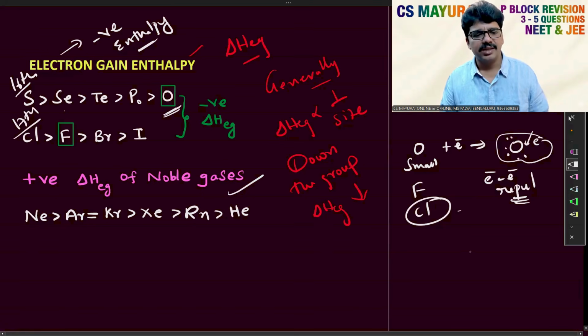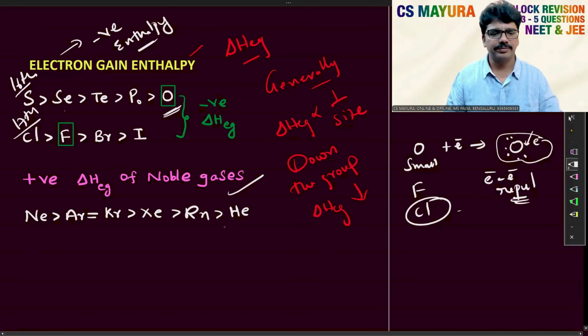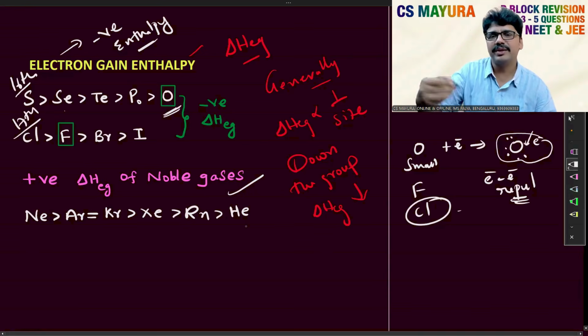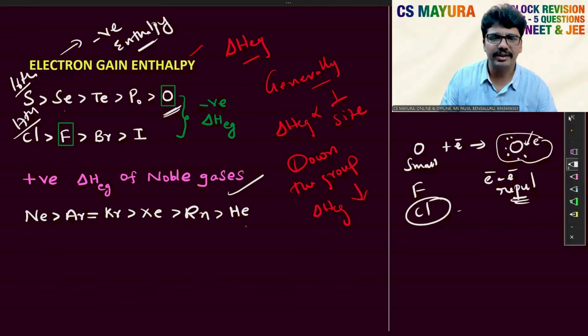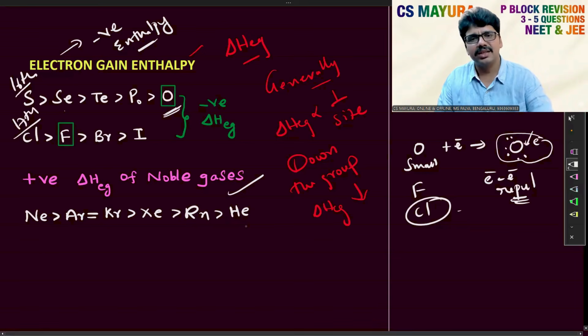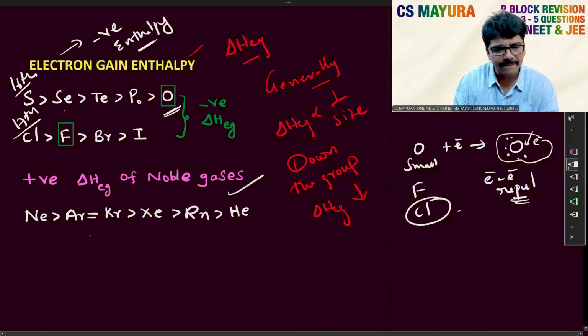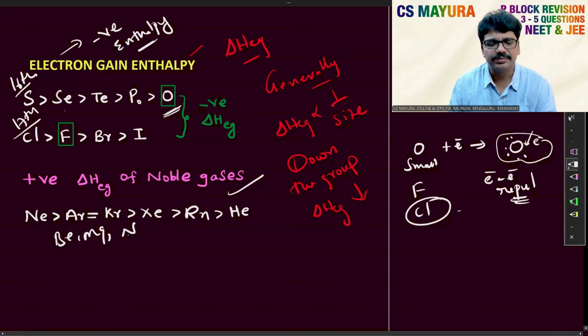Noble gases, electron gain enthalpy value is positive. So, what is positive electron gain enthalpy? When electron is inserted, energy must be supplied. That is positive electron gain enthalpy. When energy is released with the insertion of electron in the outermost shell, that is negative electron gain enthalpy. There are few elements with positive electron gain enthalpy. They are noble gases. So noble gases and beryllium, magnesium, nitrogen.